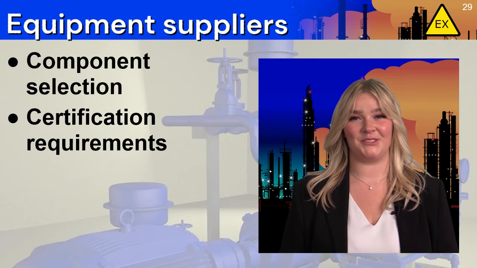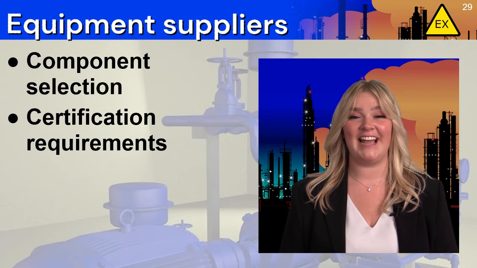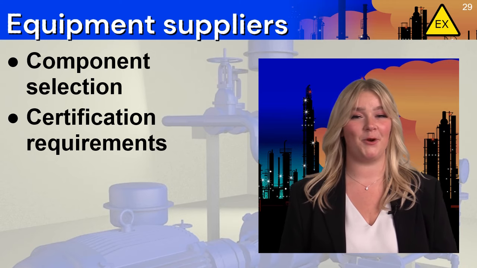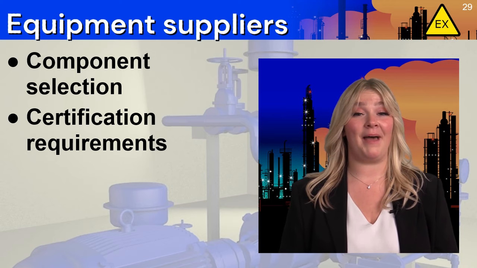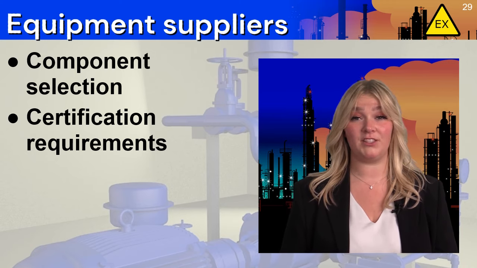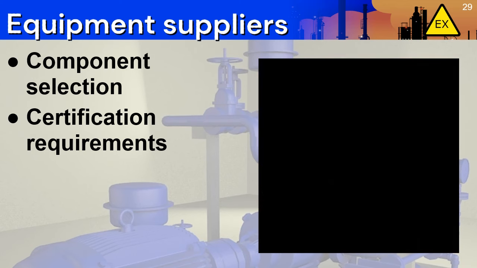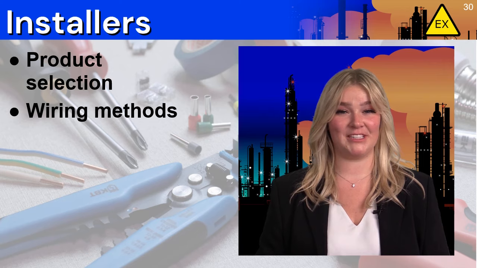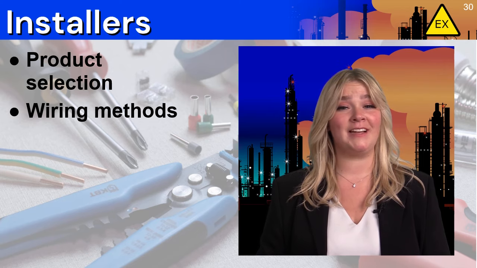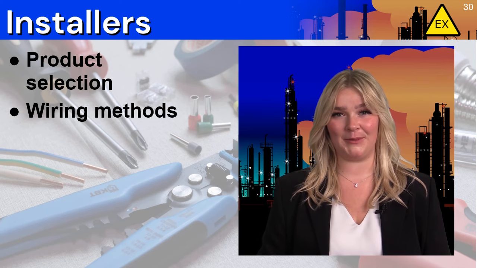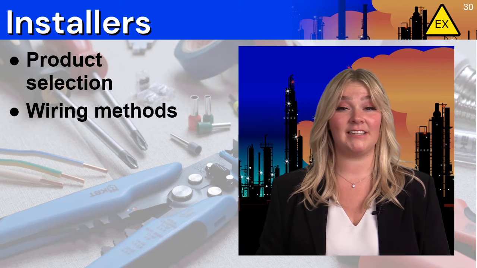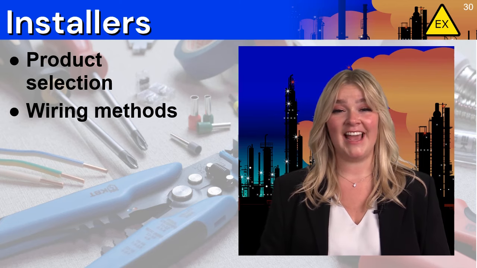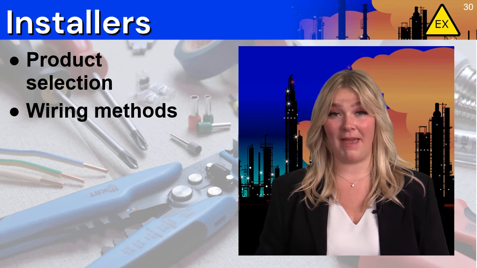Equipment suppliers will need this information to select explosion-rated components for their assemblies. It impacts the certification requirements for the equipment. Installers also need this information to select materials and determine the installation codes that will apply. This impacts the selection of wiring methods and where electrical sealing may be required.